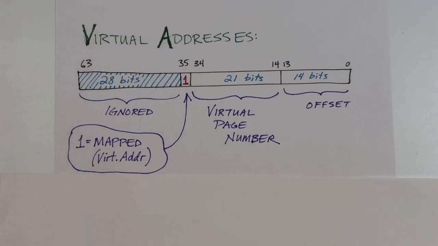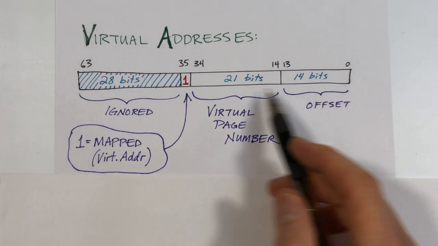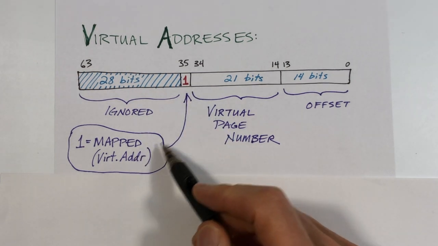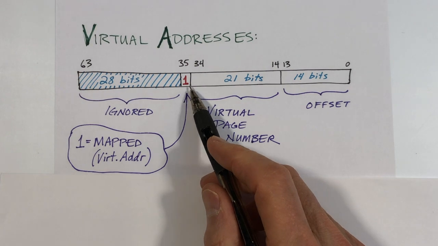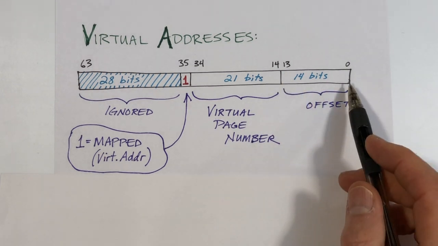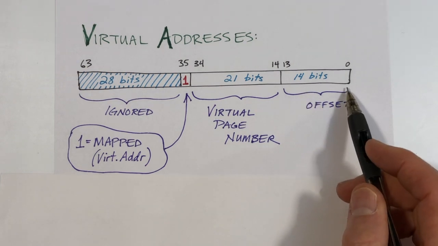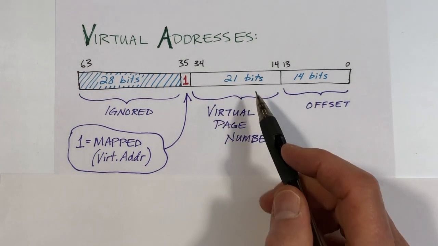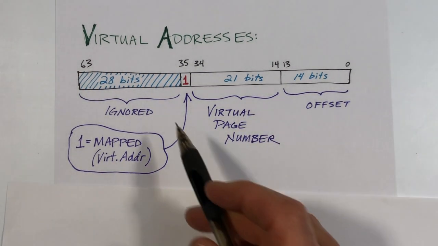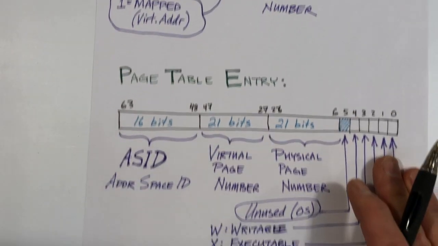Next, let's take a look at virtual addresses in Blitz. Recall that all addresses are 36 bits. Virtual addresses always have this bit, the most significant bit, set to 1 to indicate that it's a virtual address. The remaining 35 bits are divided into 2 fields. The lower 14 bits are the offset into the page, and the 21 bits above that is the page number, or the virtual page number. The upper bits are ignored in any 64-bit value that's used as an address.